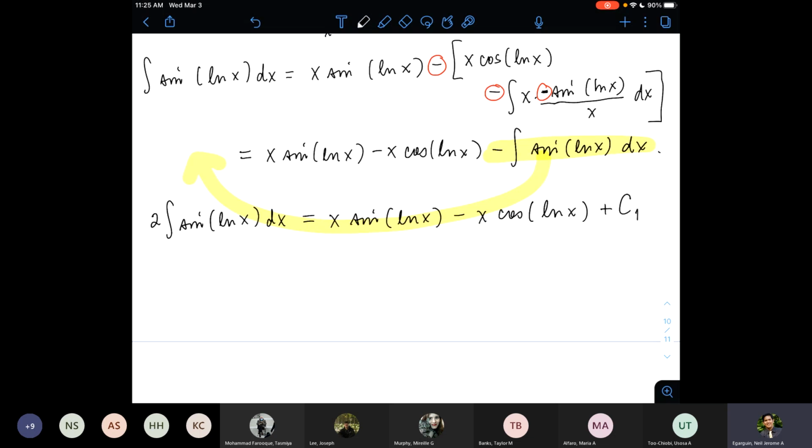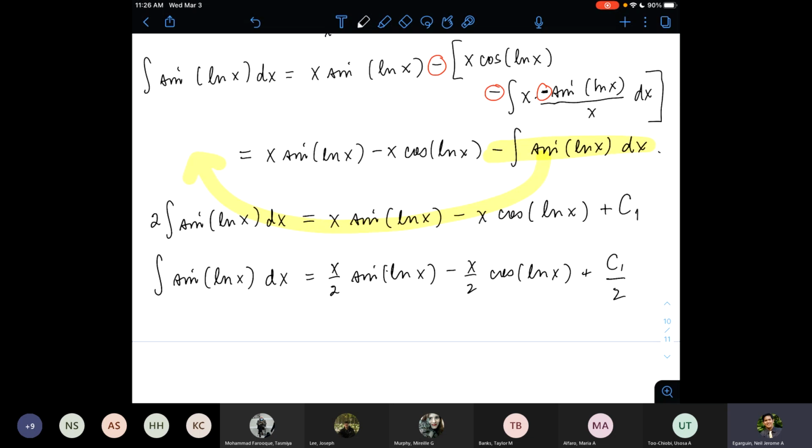And then I'll divide both sides by 2 to finally get the expression for the integral of sine ln x, right? Because remember, this is what we were computing from the beginning. So I'll simply divide both sides by 2. So I'll have x over 2 sine of ln x minus x over 2 cosine of ln x. And then supposedly I'll have c1 over 2.